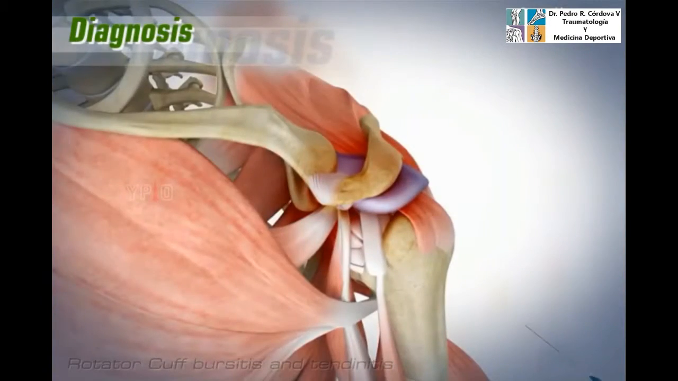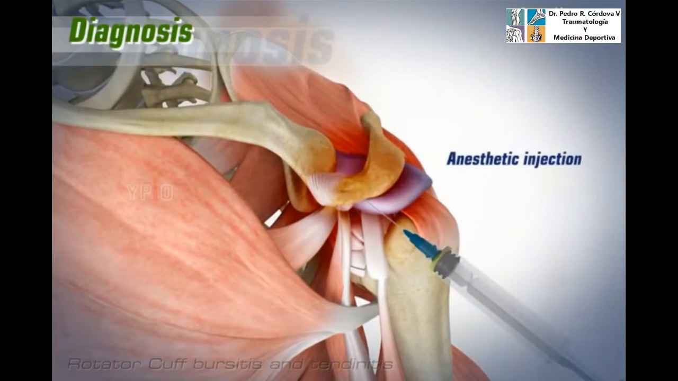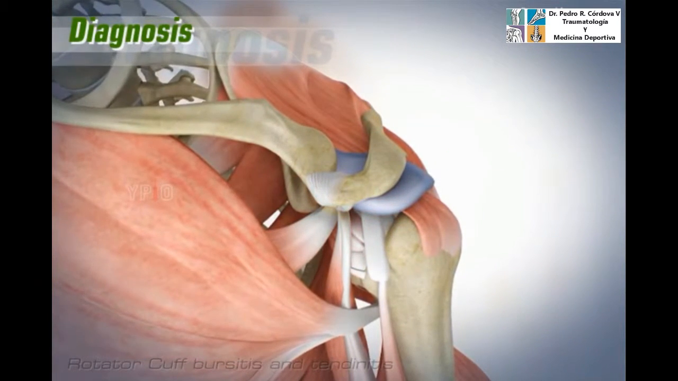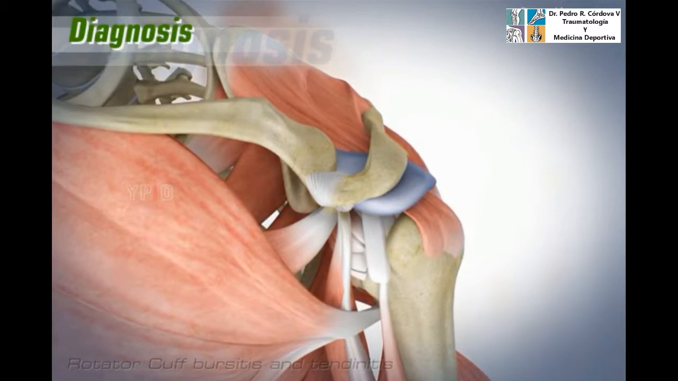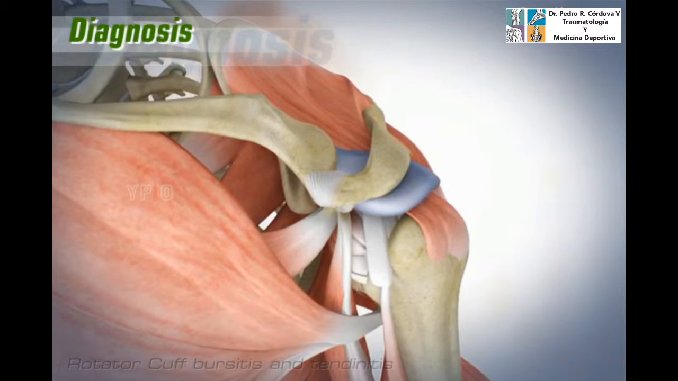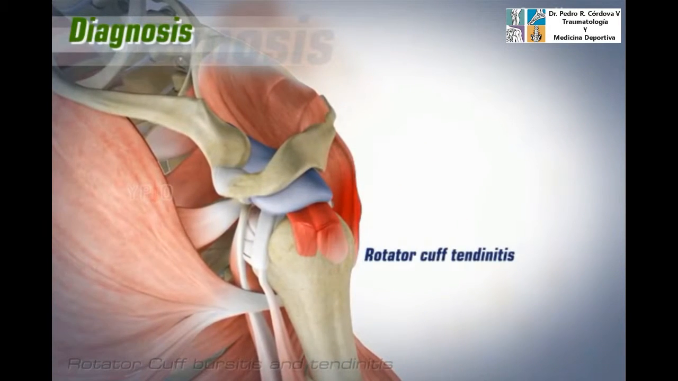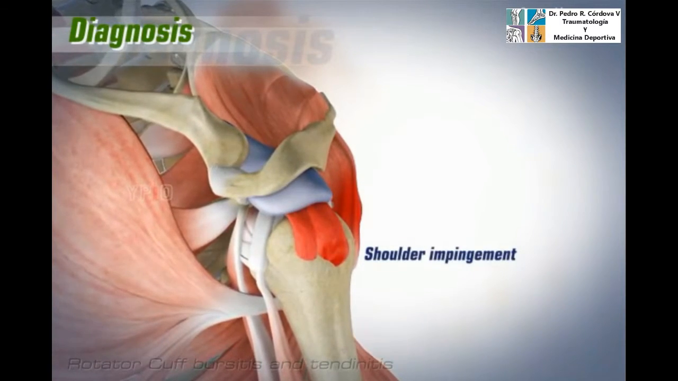Your doctor may give an injection of an anesthetic drug in the space below the acromion to see if it provides relief for the pain. If it does, it confirms that the pain was due to rotator cuff tendinitis or shoulder impingement.